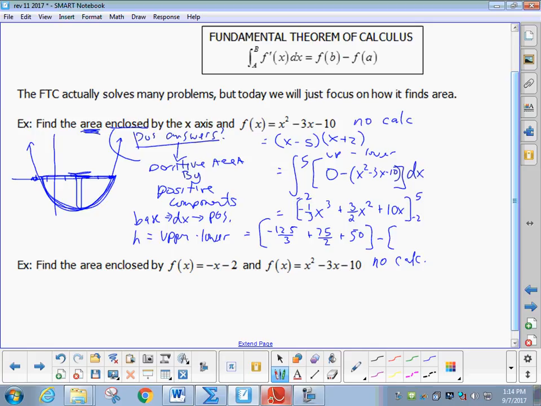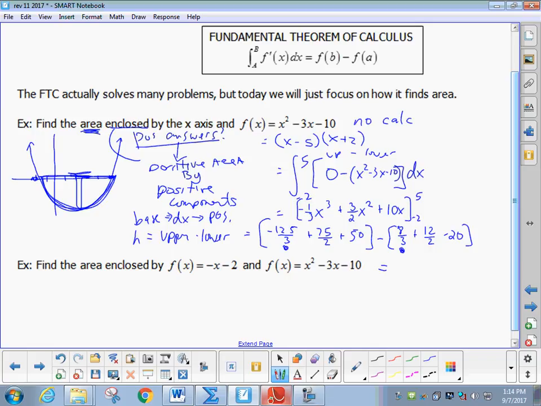At -2, -2 cubed is -8 times -1/3 is 8 thirds. -2 squared is 4 times 3 is 12 over 2. I could simplify that. My tendency is to not simplify that, and I'll explain why in a second. And then -20. Do you agree? Now, the reason I don't simplify is rather than get a common denominator here, get a common denominator there, add them, and maybe get another common denominator later, these two, they're already common. I can put them together.